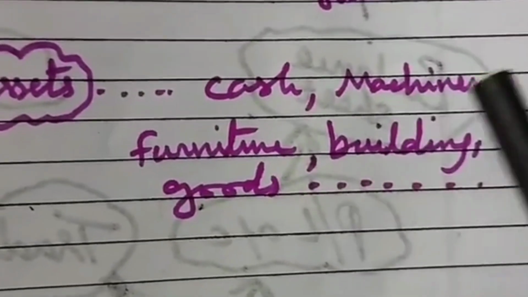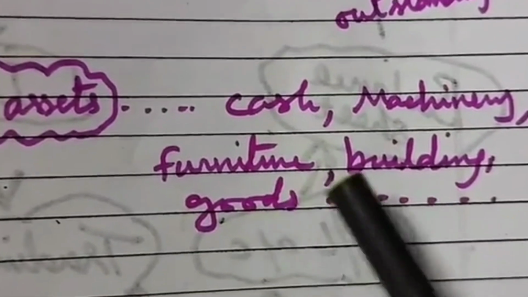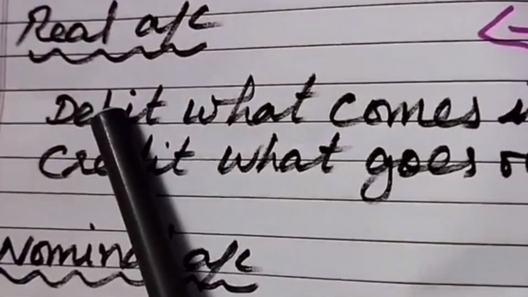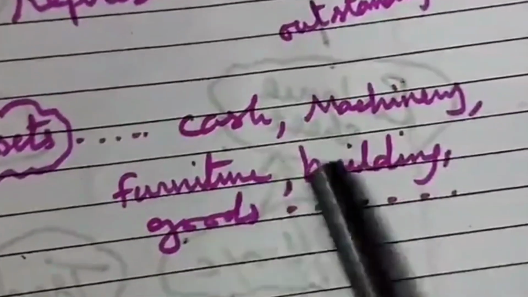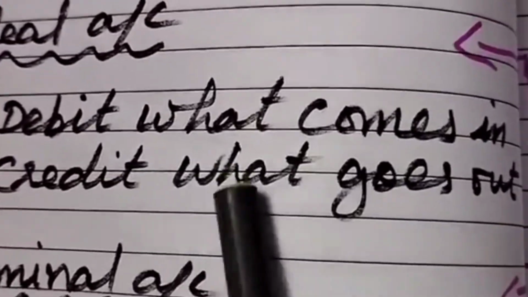Here also real account, all assets will come. Assets means cash, machinery, furniture, building, goods, like that. What are the assets coming inside means we have to debit it. Then the assets going out means we have to credit that one. What is the rule? Debit what comes in and credit what goes out.